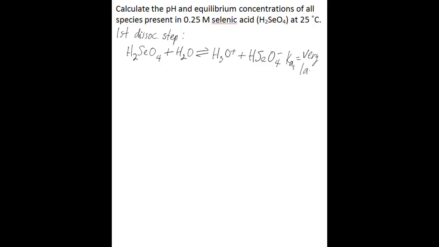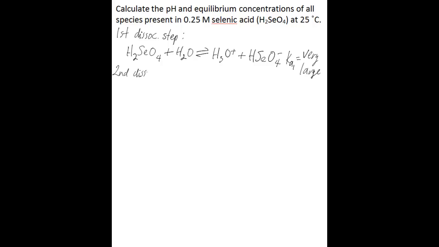The first dissociation step for selenic acid is H2SeO4 plus water going to hydronium ion plus HSeO4 minus. And the Ka value for this first dissociation step is very large. It's greater than 1, meaning that it's almost completely dissociated.